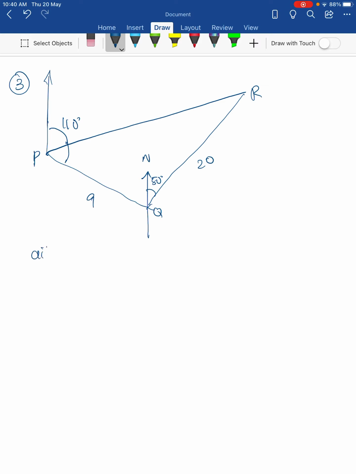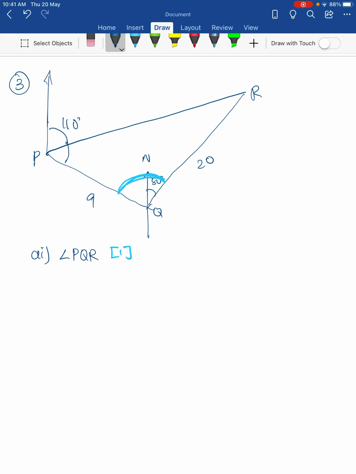A part 1, we are supposed to find angle PQR. So angle PQR, where is that? PQR is over here, this angle. How do we find this angle? If you look at the mark, it's just one mark. The mark will give us a clue how much work we need to do. In this case, if it's just one mark, good chance that we apply one rule or one property or one formula, we can get the answer straight away.